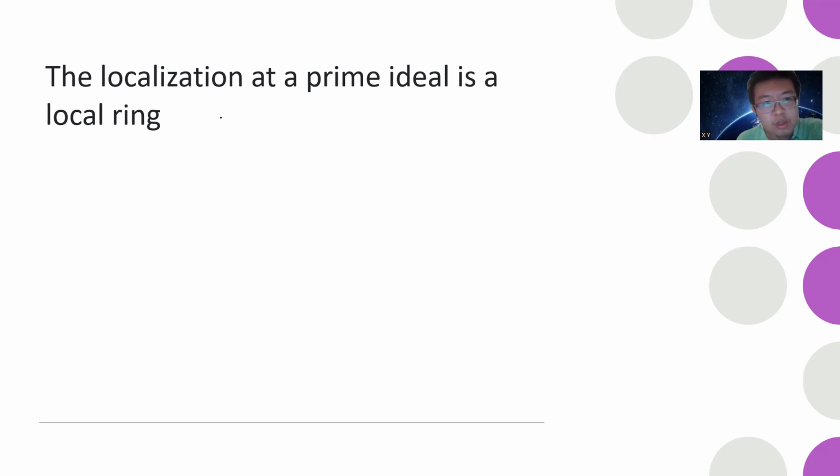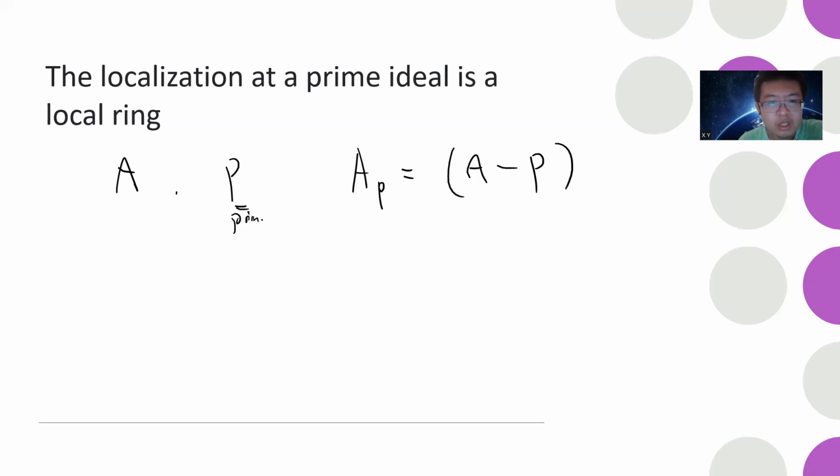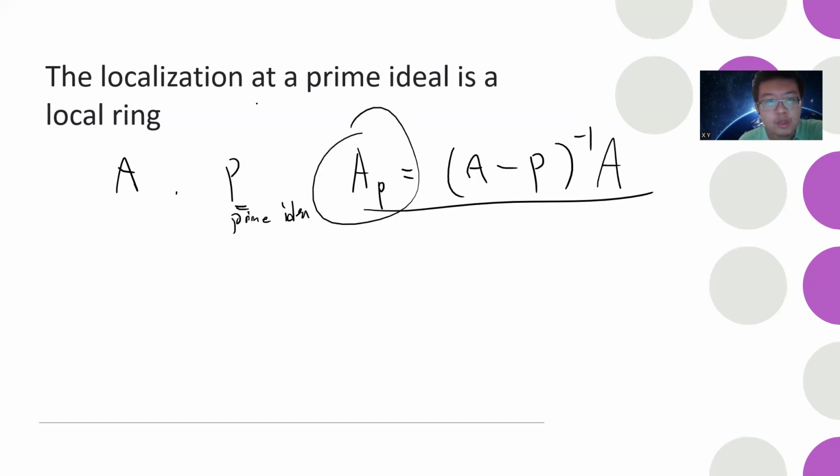Okay, so this is very simple. The localization at a prime ideal is a local ring. This is a common fact that we will use in algebraic geometry. So basically, the starting point is that you have some commutative ring with identity, and you take some prime ideal, and you can define A_P to be localization at A minus P. So it's A, the ring, minus that prime ideal P. So this is a prime ideal. Then you do the localization of A, and the important fact in algebraic geometry is that this A_P is a local ring.